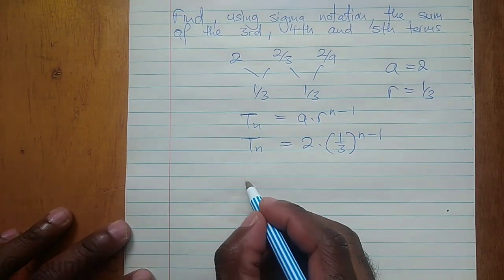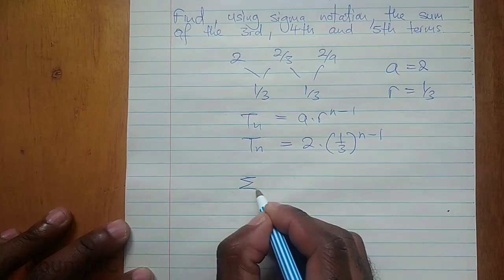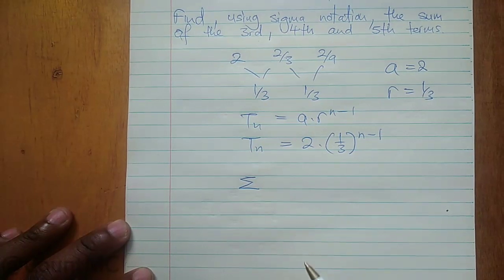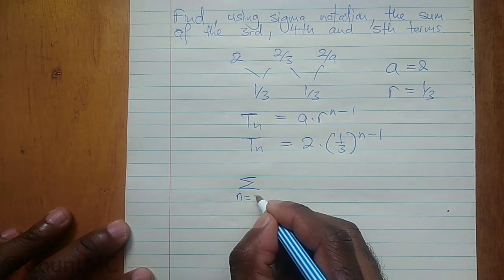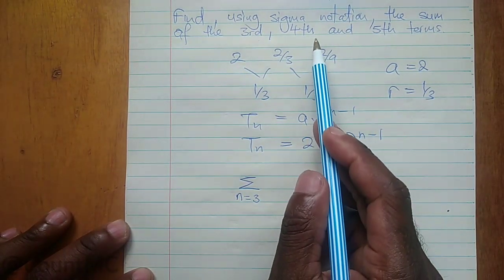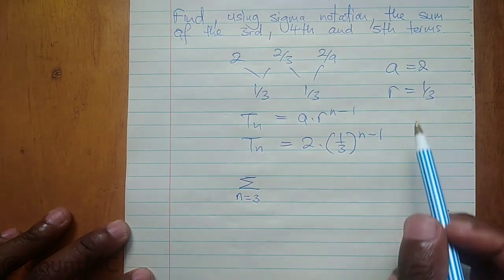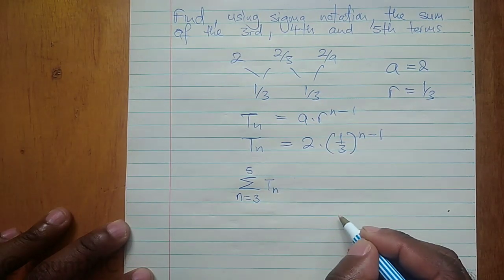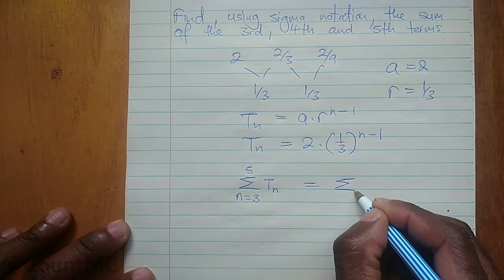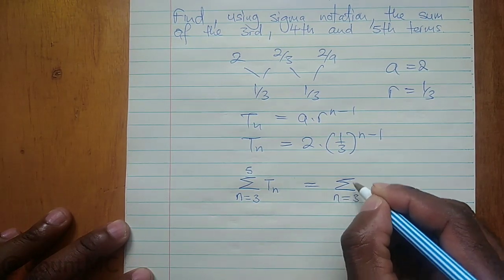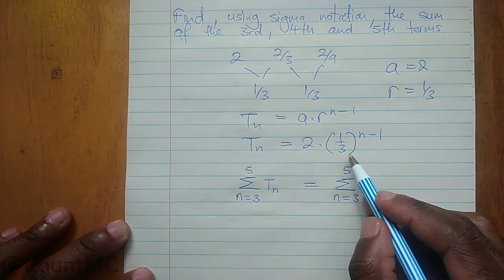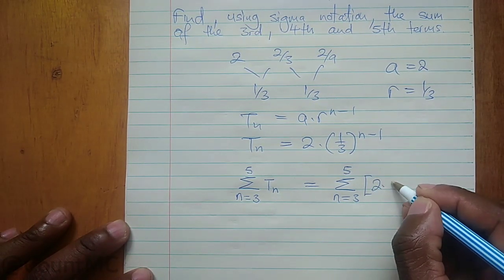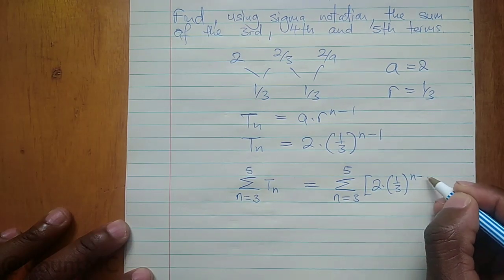Now, we want to find the sum. You write the sigma notation. We are starting from the third term, n equals 3. And we are ending on n equals 5, the fifth term. And you write Tn. So this will be the sum from n equals 3 up to 5. And you substitute Tn and you put 2 times a third to the power n minus 1.